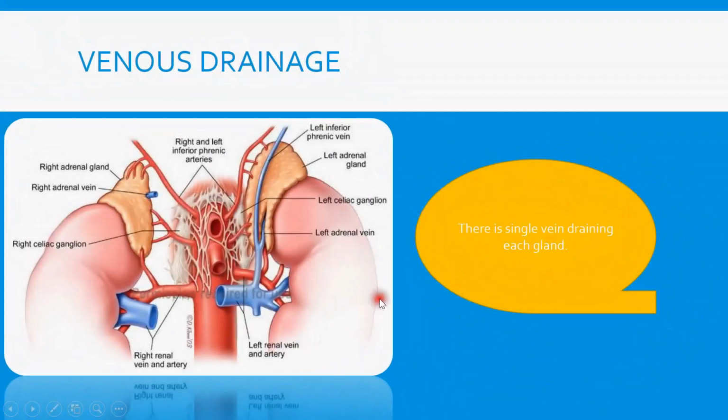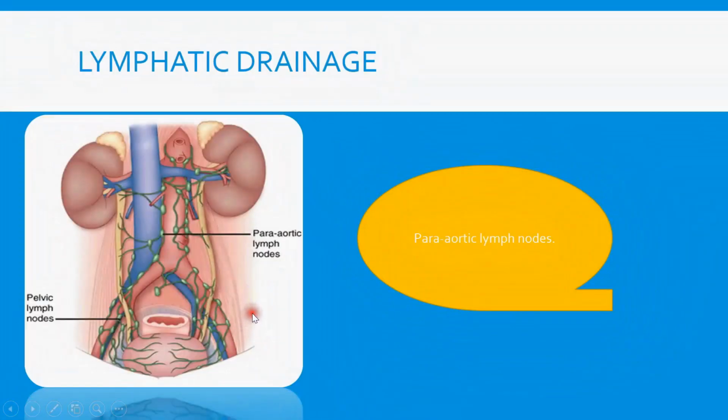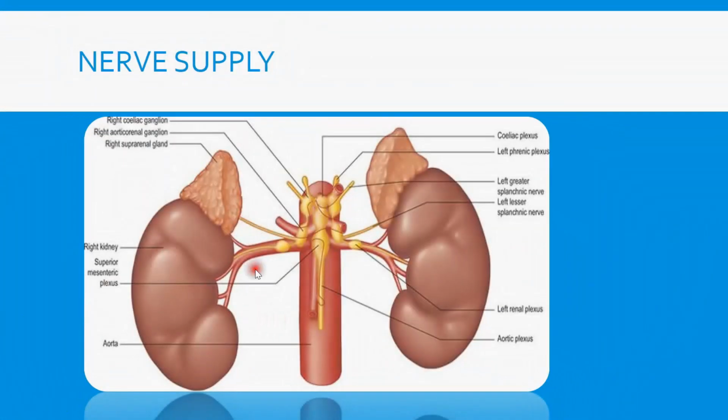Venous drainage. There is a single vein draining each gland. The right adrenal vein drains into the inferior vena cava directly, while the left adrenal vein drains into the left renal vein. Lymphatic drainage. They both drain into the para-aortic lymph nodes. They are supplied by celiac and renal nerve plexuses.